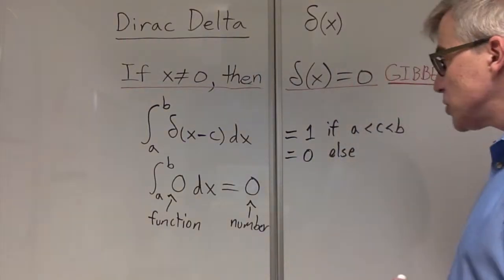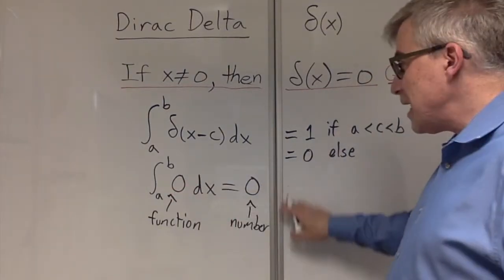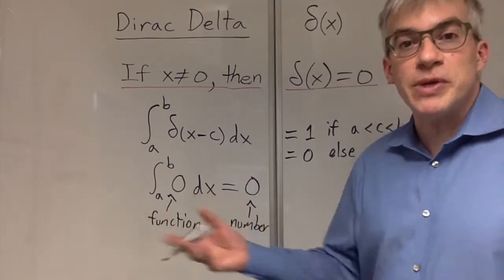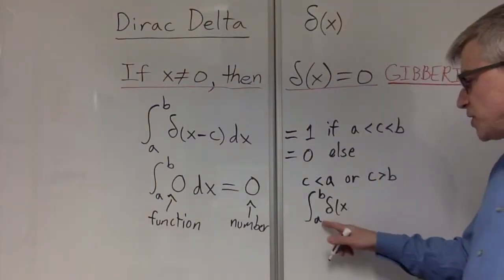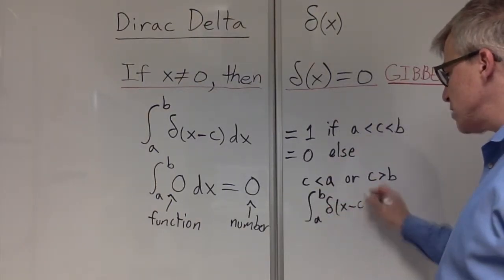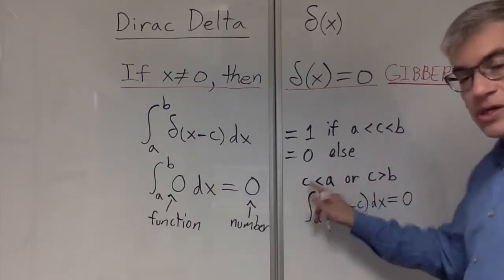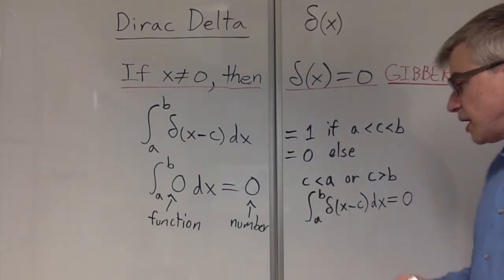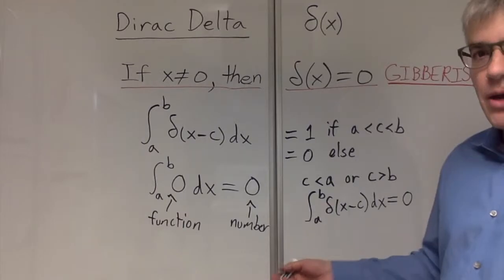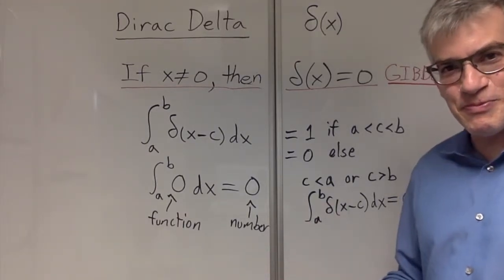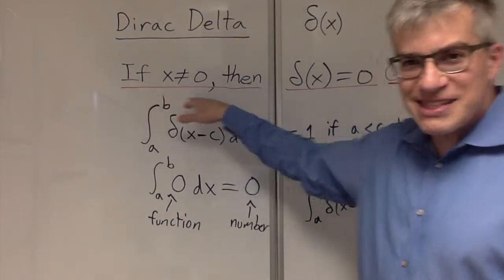when they're trying to talk about this. So what they're saying is that if you have intervals from a to b, and 0, say, is not between, let's say c is less than a, or c is greater than b. If you take the integral from a to b of delta of x minus c dx, that does equal 0, the number, so long as c is less than a or c is greater than b. And if you take the function 0 and you do the same thing, you will get 0. Well, sure, but that's not actually a very impressive statement. But that is the closest we can come to making this statement coherent.